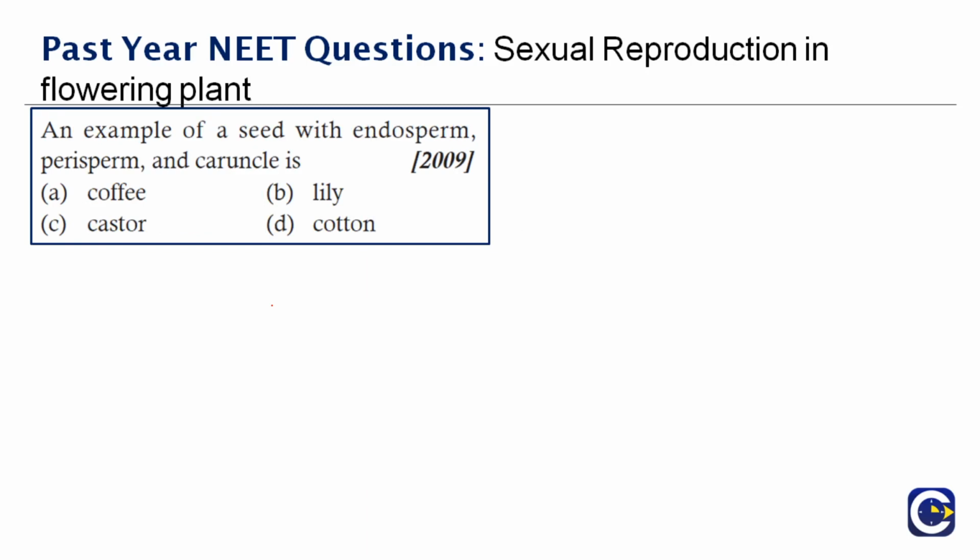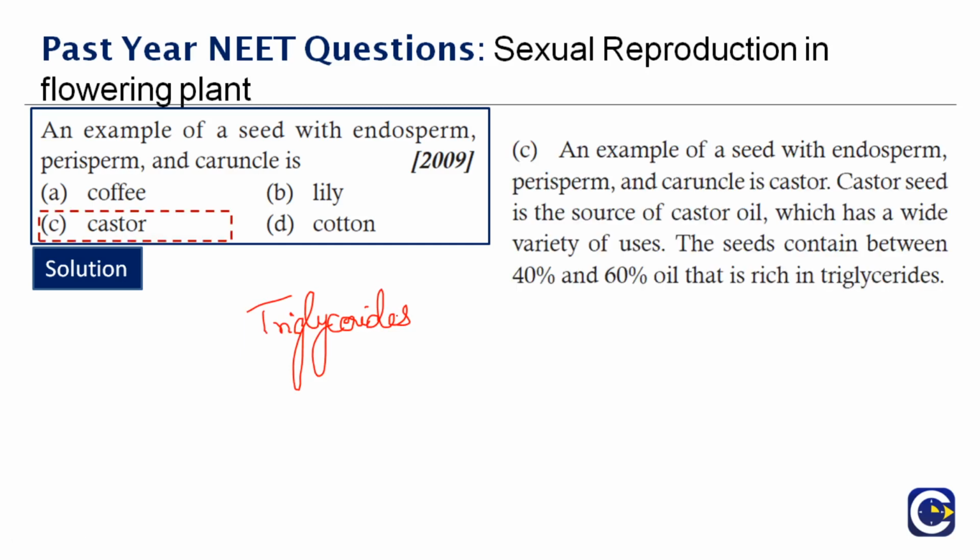Next question here. An example of a seed with endosperm, perisperm and micropyle is dash. So what are these 3 features given here? You have coffee, lily, cotton and castor. The right answer is castor. Castor seed is a source of castor oil, which has a wide variety of uses. The seed contains between 40 and 80% oil, and this is rich in triglycerides. What is it rich in? Triglycerides. And you must have seen the consistency of castor oil. It will be much thicker when compared to the other oils. The right answer is option C here.